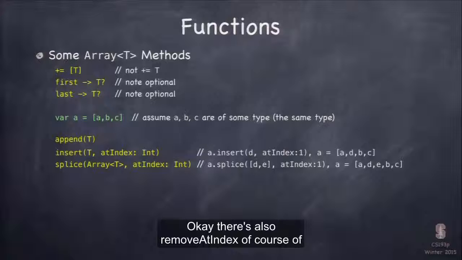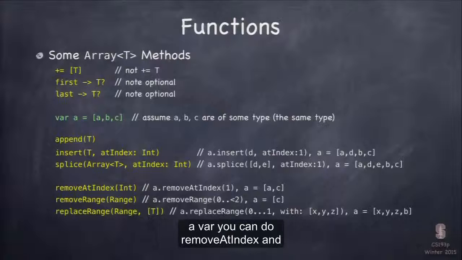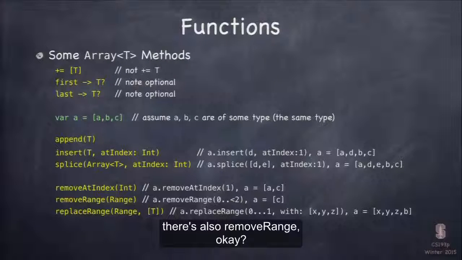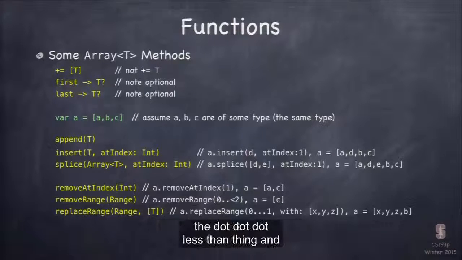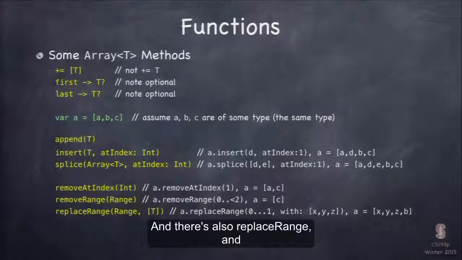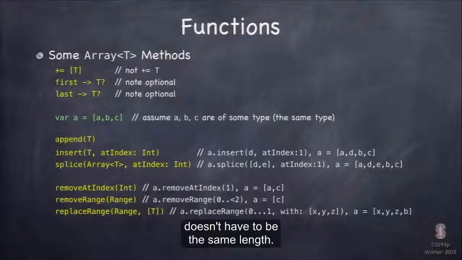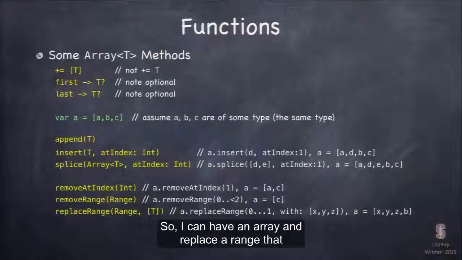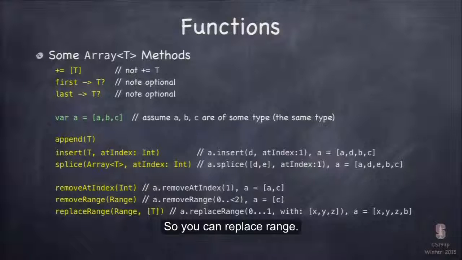Okay? There's also remove at index, of course, if it's a var. If you've got your array in a var, you can do remove at index. There's also remove range. Okay? So you can specify a range with the dot dot dot thing or the dot dot less than thing and remove a range of your array elements. And there's also replace range. And when you replace a range, the thing you replace it with doesn't have to be the same length. So I can have an array and replace a range that spans 3 things with something that is 6 long and it'll make my array longer. Okay? So you can replace range.